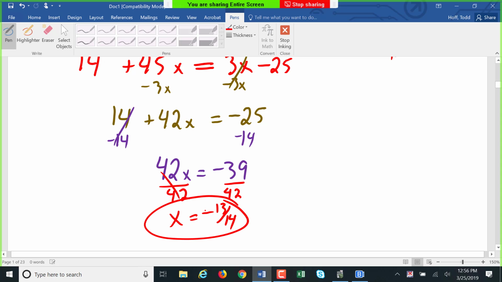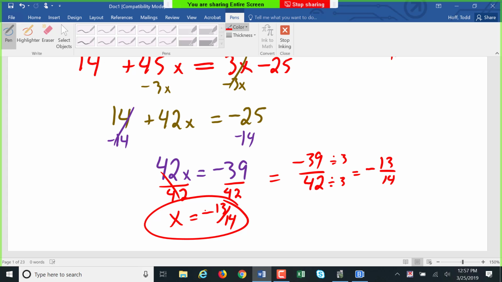Now, if you're wondering how I got to 13/14, negative 39 divided by 42 can be just treated as negative 39 over 42. Both 39 and 42 can be divided by 3 to give me 13/14 or negative 13/14. What do you think? Not too bad? Well then, let's keep going.